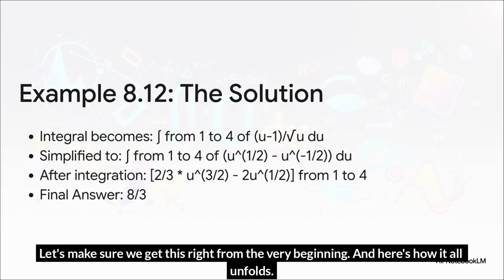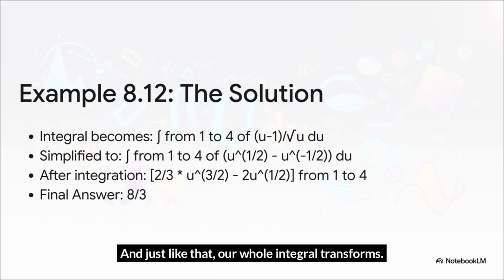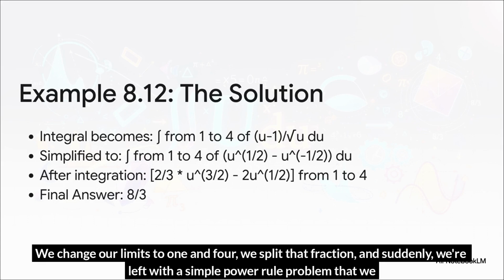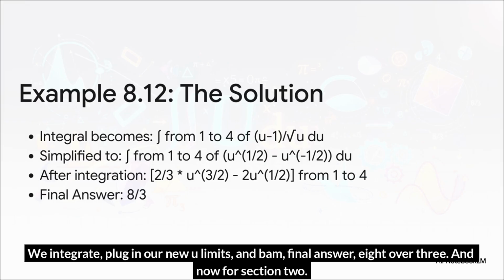And here's how it all unfolds. We let u equal x plus 1, which means we can rearrange that to say x equals u minus 1. And just like that, our whole integral transforms. We change our limits to 1 and 4, we split that fraction, and suddenly we're left with a simple power rule problem that we totally know how to solve. We integrate, plug in our new u limits, and bam, final answer, 8/3.